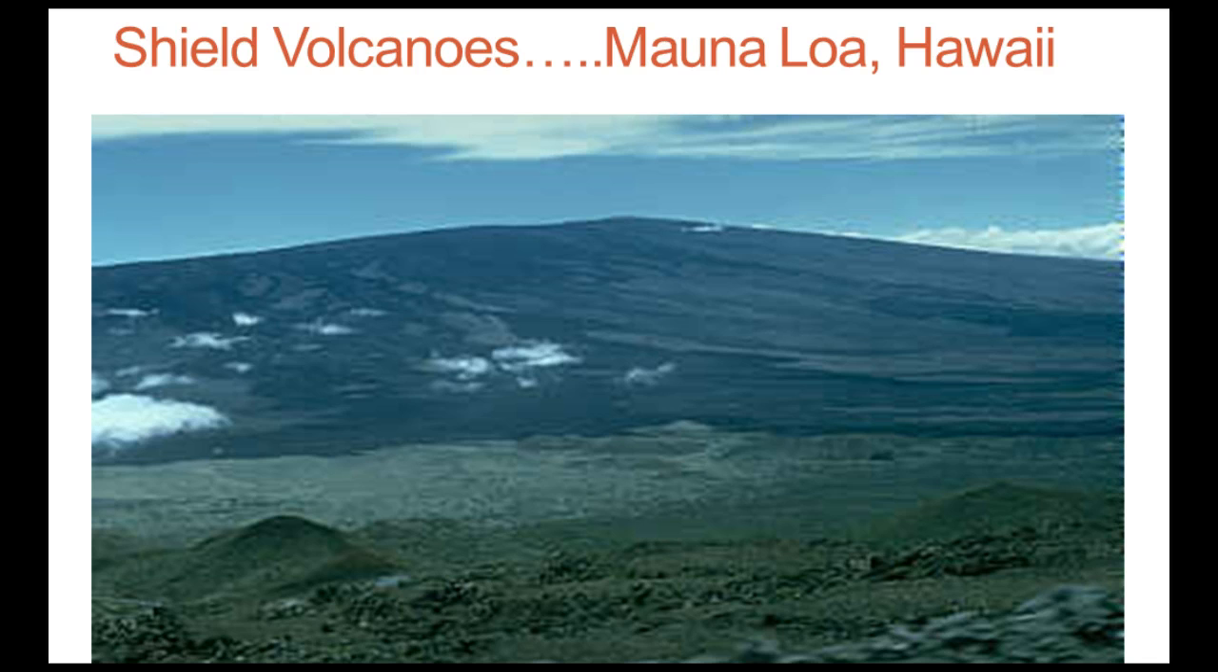Number four, just like you see here in the picture, the profile of a shield volcano is that of a flattened mound from which it resembles a warrior shield from above. So if you look at the profile of this shield volcano in Hawaii, it's a very low, flattened mound, and if you looked over the top of it, it would look like Captain America's shield. So those are the four characteristics of shield volcanoes.